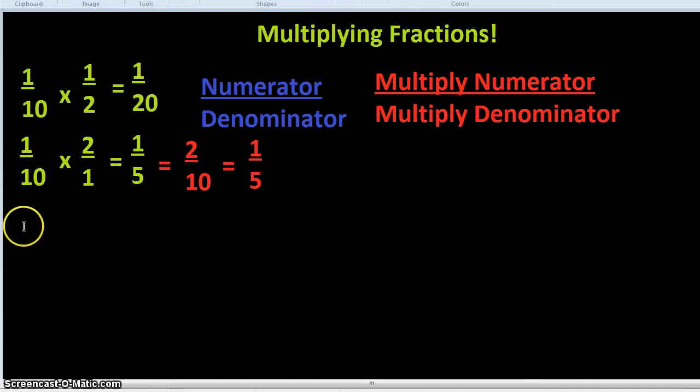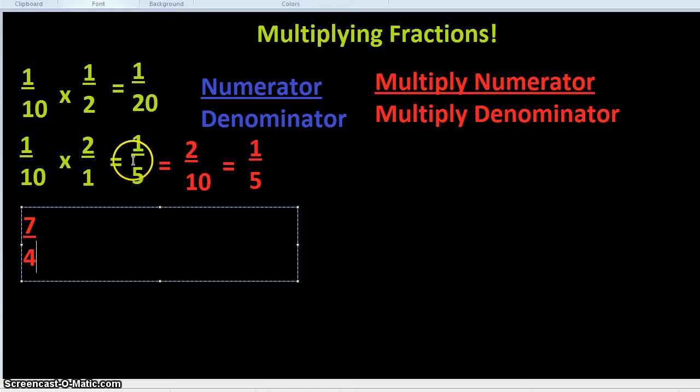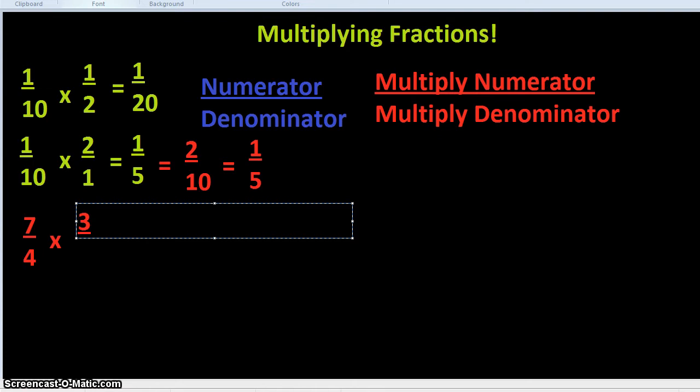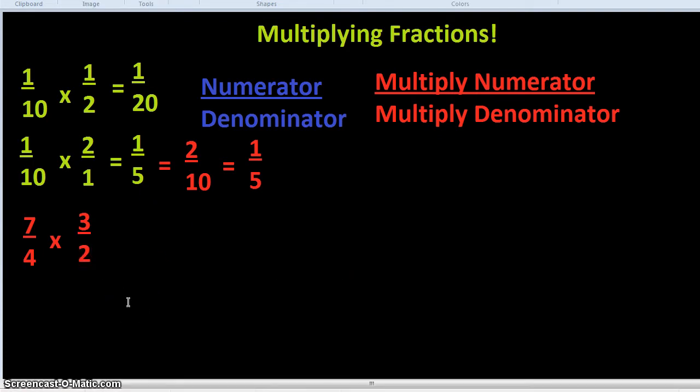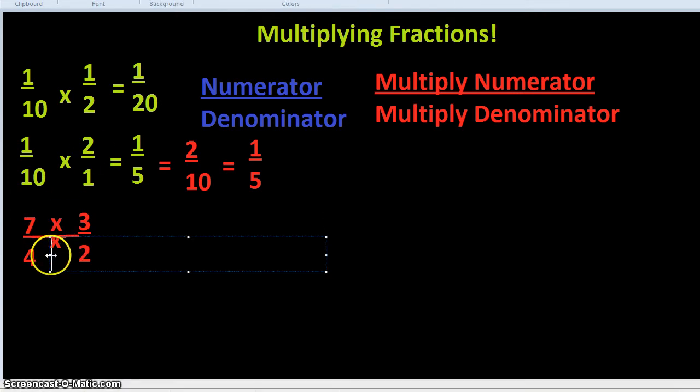So if we had a more complicated example this time. Say we had 7 over 4 multiplied by 3 over 2. Now, if we've seen it's correct that we can multiply the top line and then just multiply the bottom line, we could quite simply draw a line here and have two different x's, and it would work just as well. So we would have 7 times 3 and 4 times 2.